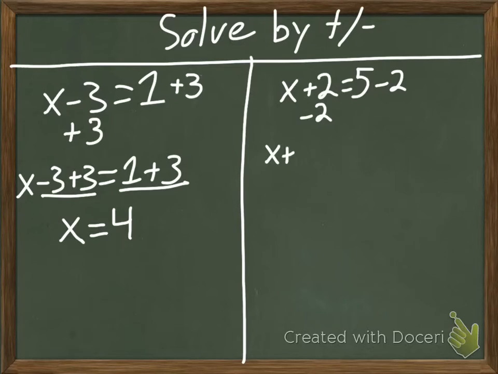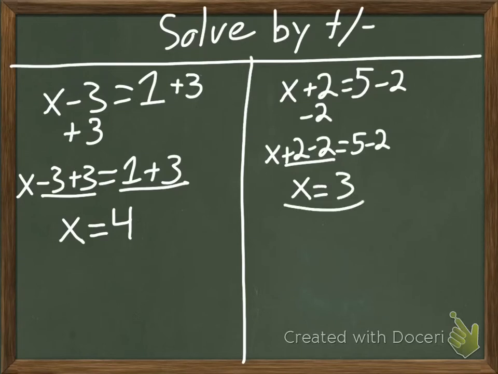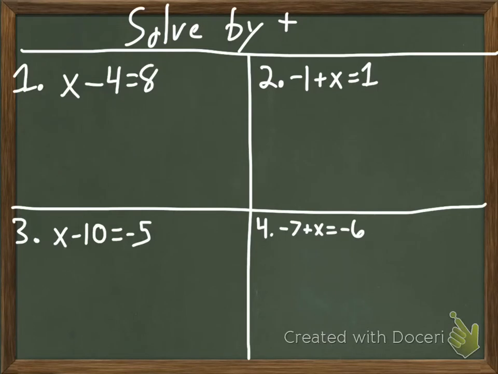So we know that x plus 2 minus 2 equals 5 minus 2. 2 minus 2 is 0, so x plus 0 is x. 5 minus 2 is 3. So there is solving by addition and subtraction. Now, this slide right here is examples using solving by addition, so I want you to go ahead and pause the video now and work through these with your group.